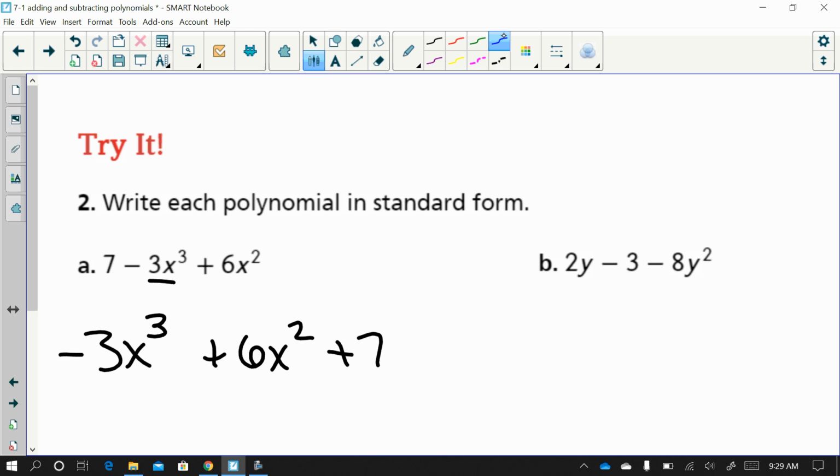Letter B, 2y minus 3y minus 8y squared. This one's the biggest, so negative 8y squared plus 2y minus 3. Please make sure you're very careful and you keep the signs with the term.